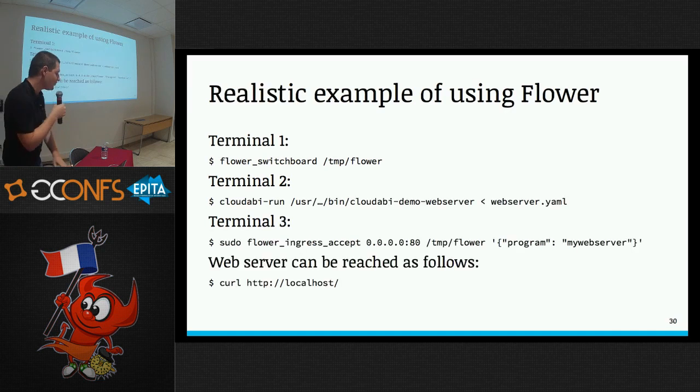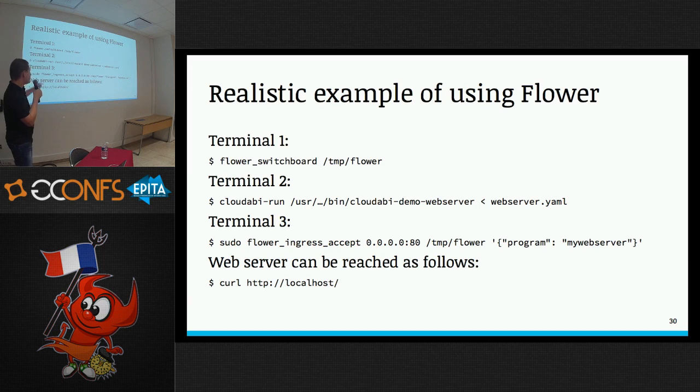So here's a more practical example of how you could be using it. Again, you start the switchboard, but instead of using flowercat, you could use CloudABI run to spawn a CloudABI process. There's a simple demo web server nowadays that's already prepackaged that you can use. Inside of the YAML, which I haven't put in this slide, you refer to the switchboard listening on /tmp/flower, and you say, I want to run this process listening on flower.